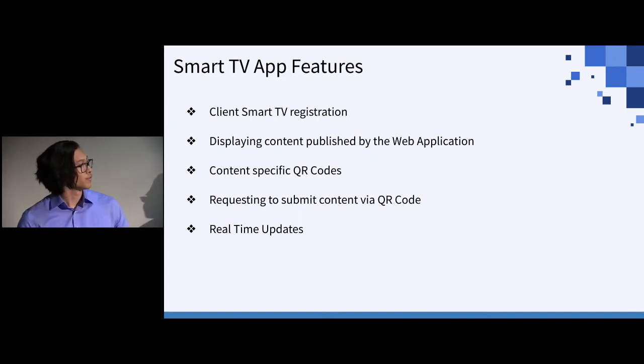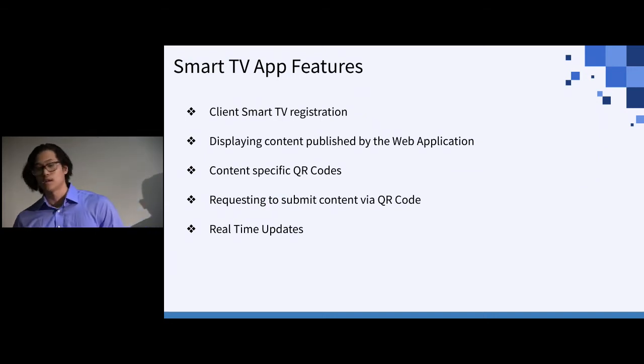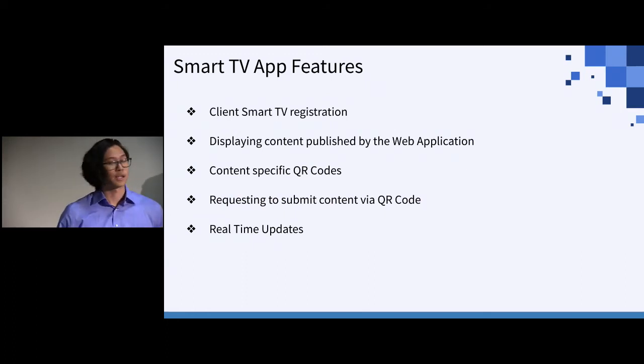For our fourth point, we wanted our users to be able to submit requests to push their content on the TV. And this is done by going up to the Smart TV, pulling out your phone, scanning a QR code that's found on the TV, and this will take you to a website where you can submit the content. And Phil will talk more about that later.